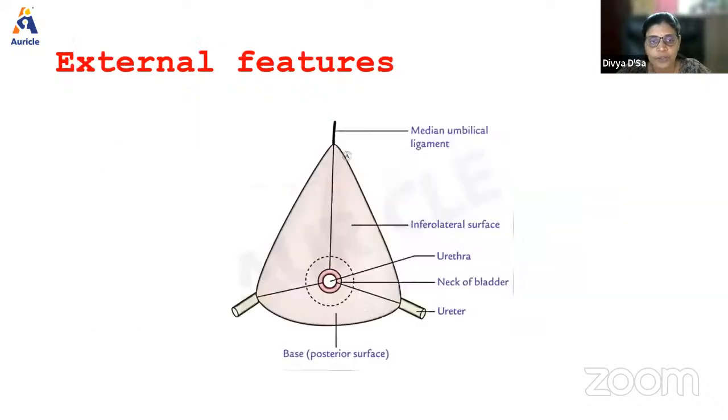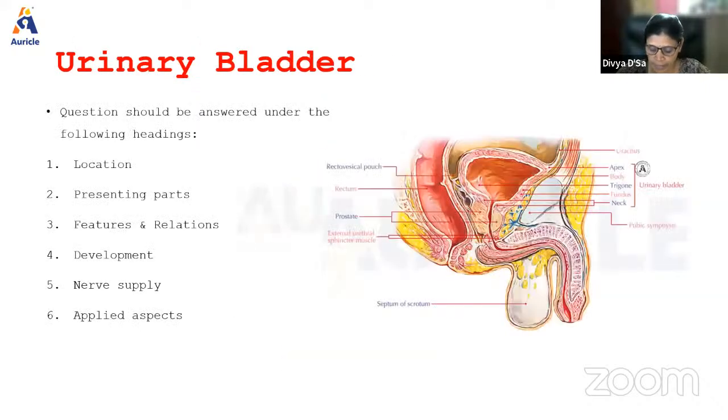So when we define urinary bladder, what is urinary bladder? It is a hollow viscus, a muscular structure, which acts as a reservoir of urine. The position, that is the location of the urinary bladder, varies when it is filled and when it is voided or empty. So with the amount of urine in the bladder, the position also changes.